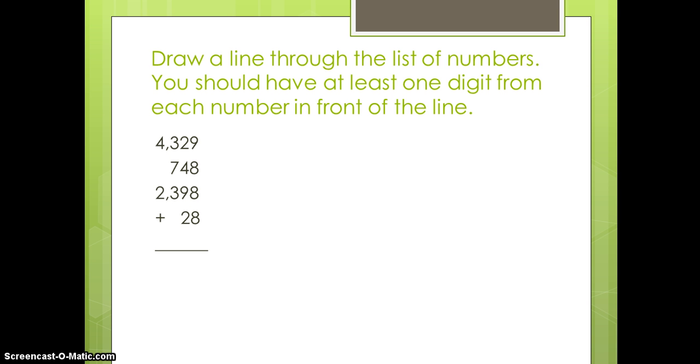So the process to do front-end estimation: you're going to draw a line through the list of numbers, and you should have at least one digit from each number in front of the line. So for example, with the set of numbers that I've just given you, you're going to make sure that when you draw this line, you have it right after the tens digit, because the number 20 or 28 only has 2 digits in it, and you want to only be using the front end of all of the numbers.